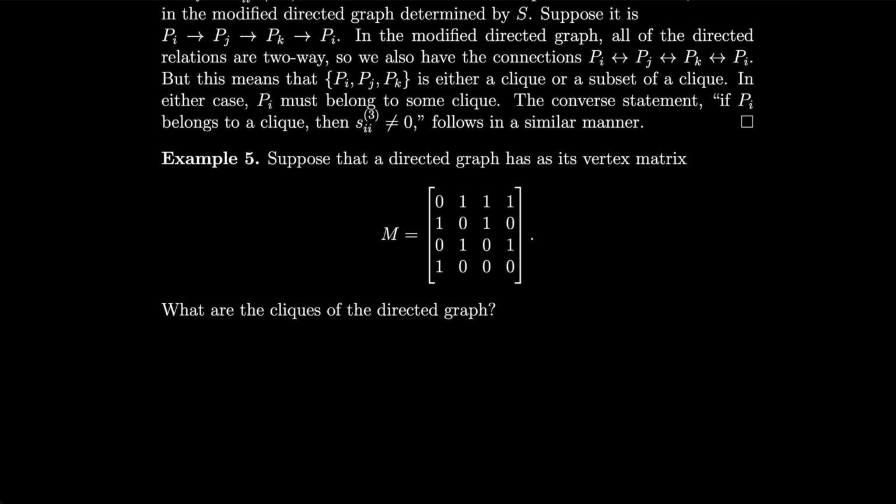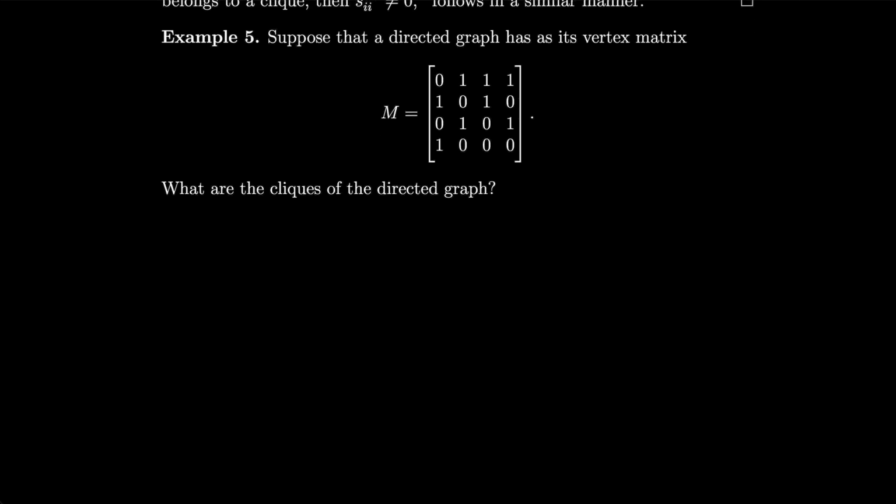So let's suppose that a directed graph has as its vertex matrix M given in this example. What are the cliques of the directed graph? So what we can do is just compute S. It's going to be basically M, but it'll have all of the zeros that M has, and it'll have some of the ones, but it'll only have a 1 if that's a vertex that goes back to itself.